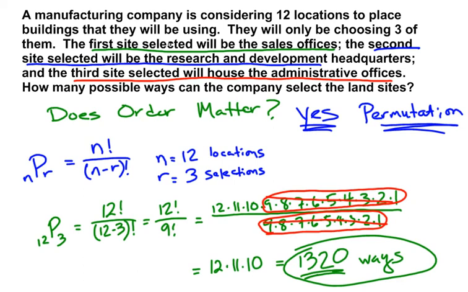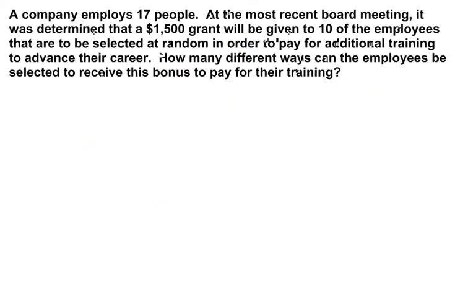Let's look at another example. Another company is employing 17 people. At the most recent board meeting, it was determined that a $1,500 grant is going to be given to 10 of the employees. Those employees will be selected at random in order to pay for their additional training to advance their career. So they're going to give money to 10 of their 17 employees to advance their career, and those people are going to be selected at random. So how many different ways can the employees be selected to receive this bonus to pay for their training?